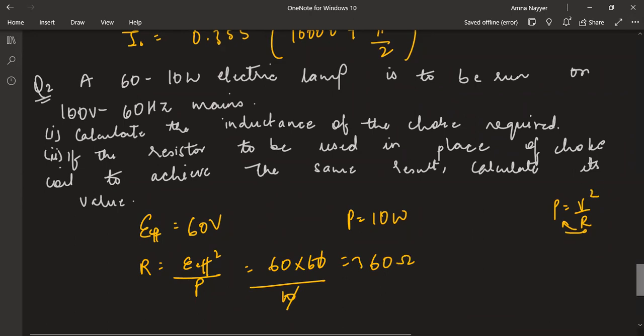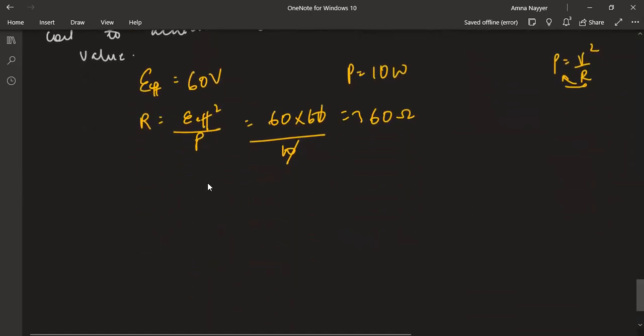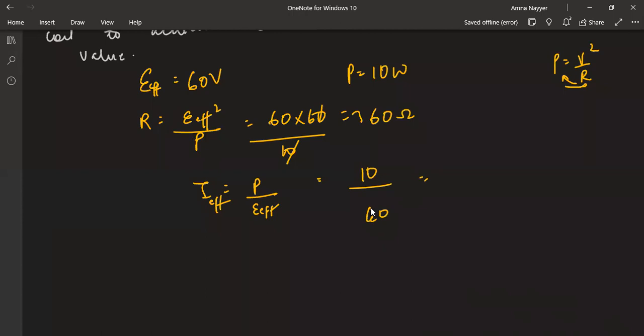And the current through the lamp will actually be I effective, so P divided by E effective. 10 is the power, E effective is 60. So that will be 1 by 6 ampere. Leave it as 1 by 6 only. We'll see in the calculation.